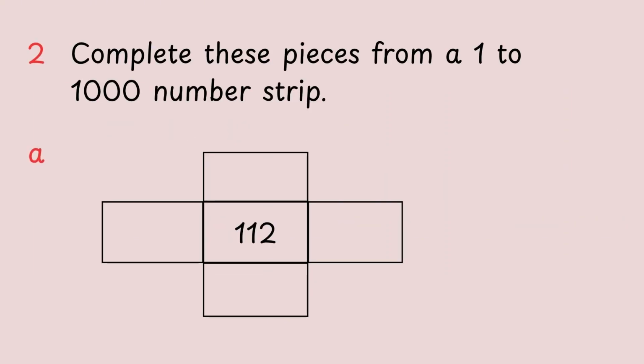Question 2. Complete these pieces from a 1 to 1000 number strip. So, look at our number parcel. We have 112 right in the middle. Think of this like a map. If we take one step to the left, we go back by 1. What is 112 minus 1? Good, it is 111. If we take one step to the right, we count forward by 1. So we get 113.